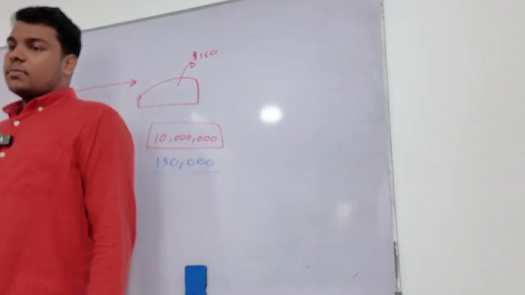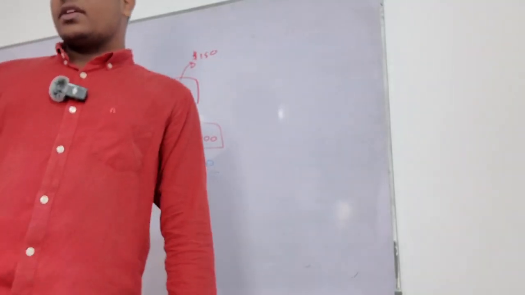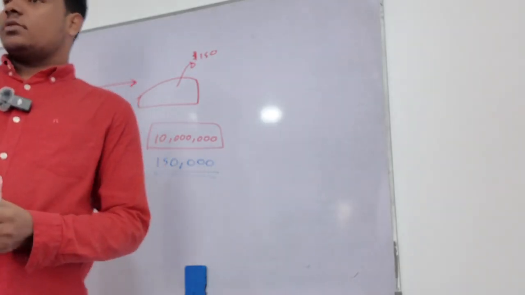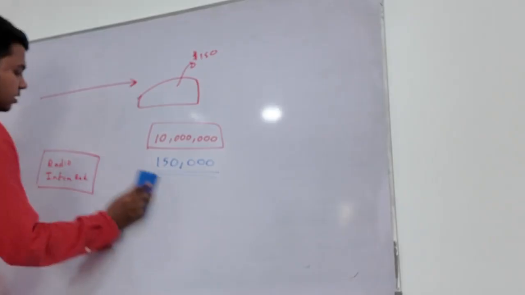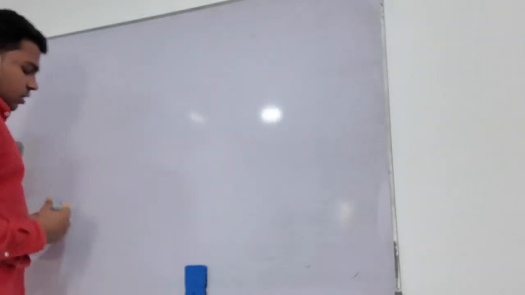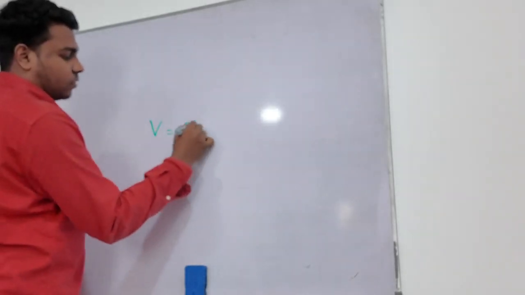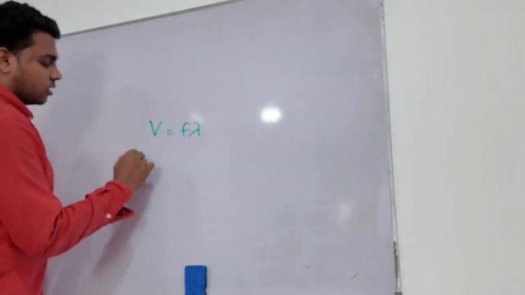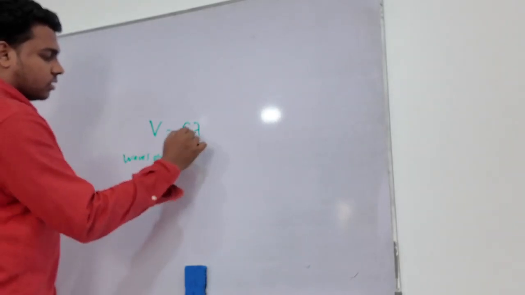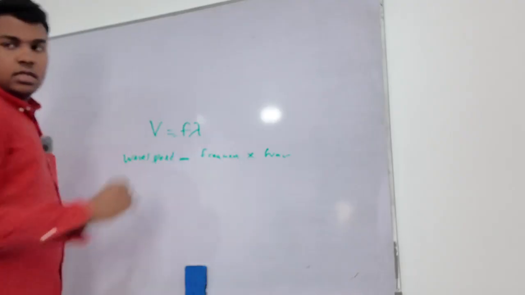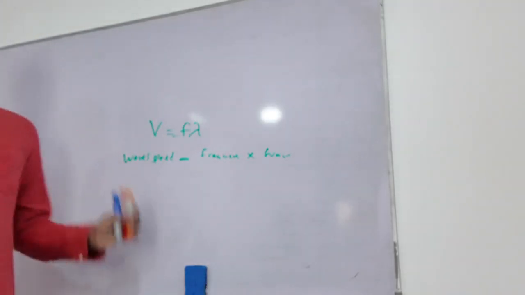Part C. A radio station broadcasts a frequency of 200 kilohertz. Wavelength. What is the equation linking speed, frequency, and wavelength? Yes, wave speed equals frequency times wavelength. So the answer is V equals F lambda. Either V equals F lambda can get you the marks, but what is more recommended? Use the names that they have given. So you can write wave speed equals frequency times wavelength.